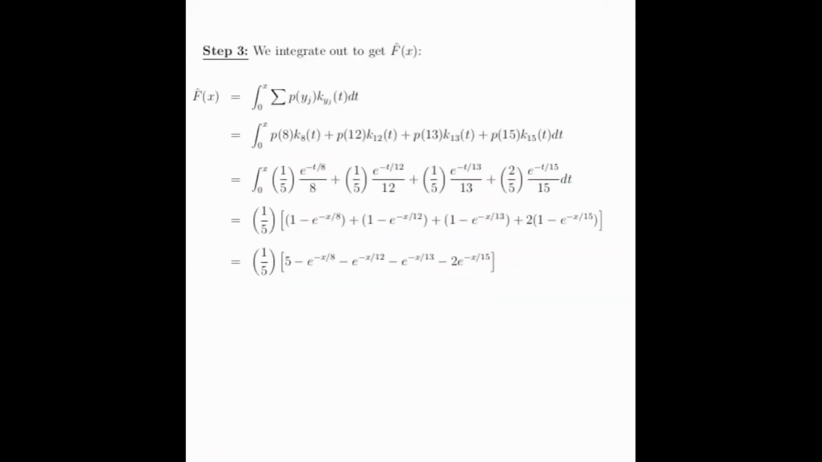Now that we have our probability density function, we proceed to integrate that out to get our cumulative density function, capital F hat x over here. So here is little f hat x, this part. We did this in the part just before this. We're going to integrate that out with respect to dt from 0 all the way to x.